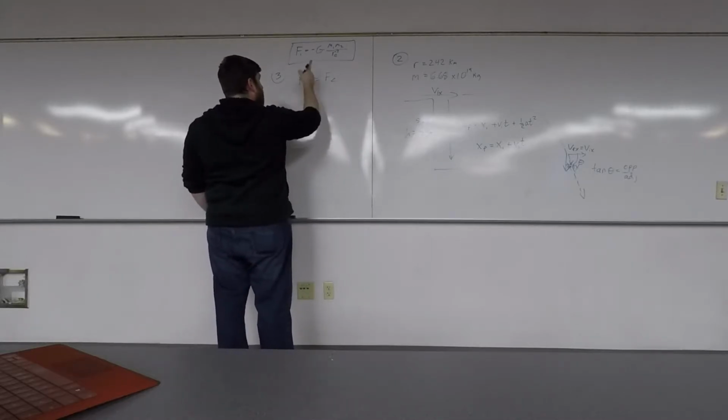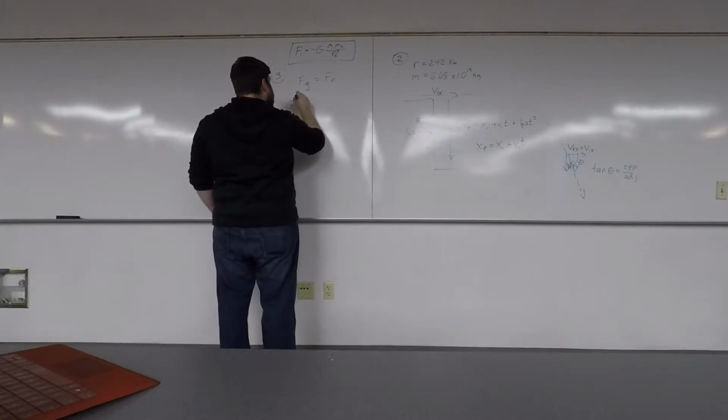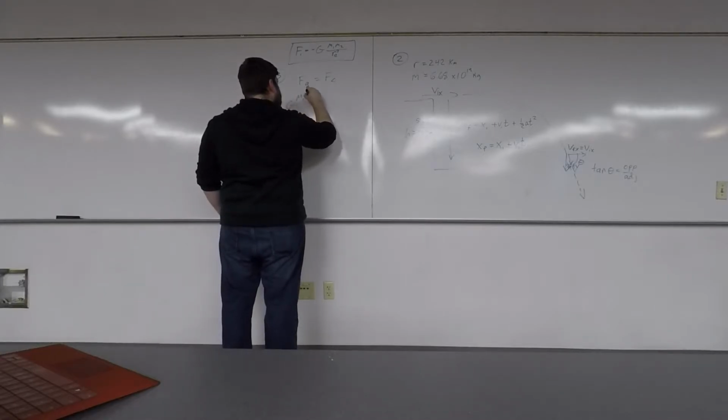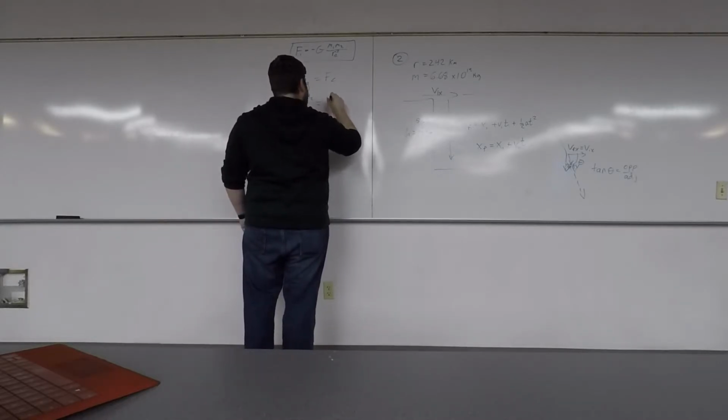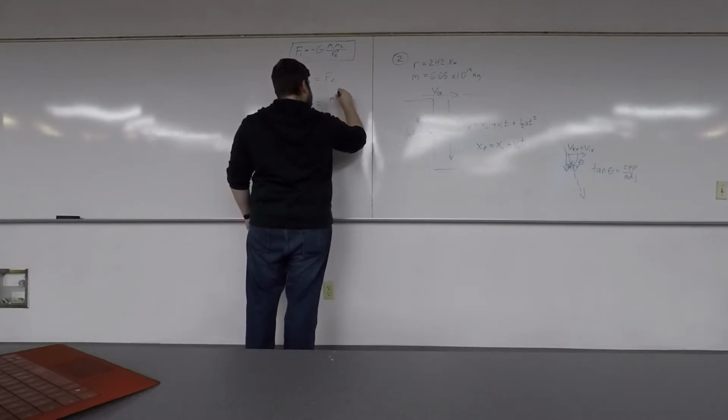So I said force gravitational equals force centripetal. And the gravitational force we are now writing as G m1 m2 over r squared equals m v squared over r.